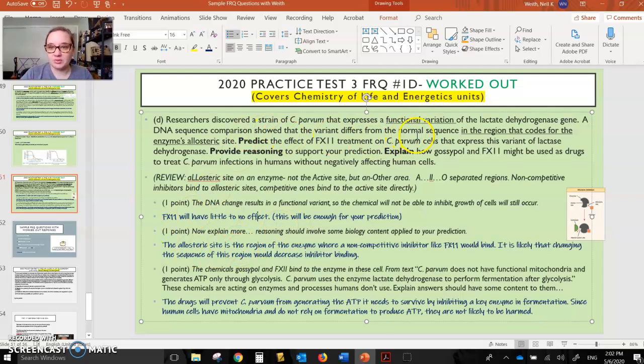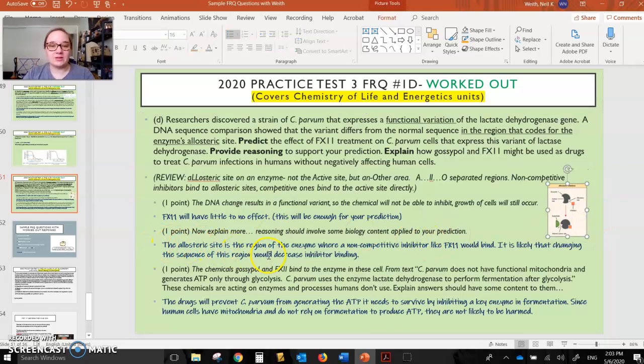So now the follow-up, provide reasoning to support your prediction, right? When you're providing reasoning, that's when you're adding the science content or the biology information that made you come up with that prediction, okay? So that's where the enzyme review comes in. The allosteric site is where the non-competitive inhibitor binds. That region isn't the same anymore, right? It's likely that it's changing the sequence of this region that decreases the inhibitor being able to bind. So the inhibitor may be present, but it's no longer able to inhibit, right? The enzyme can work freely in a functional form.